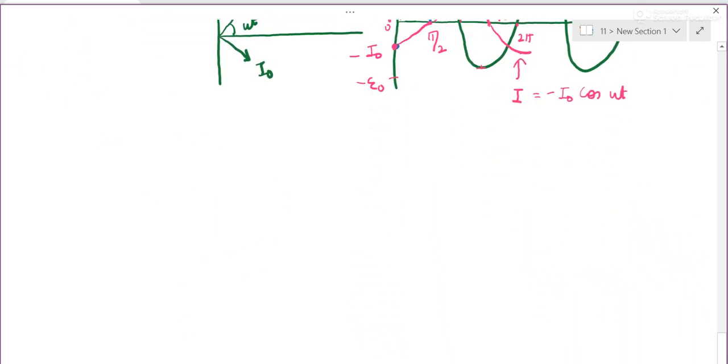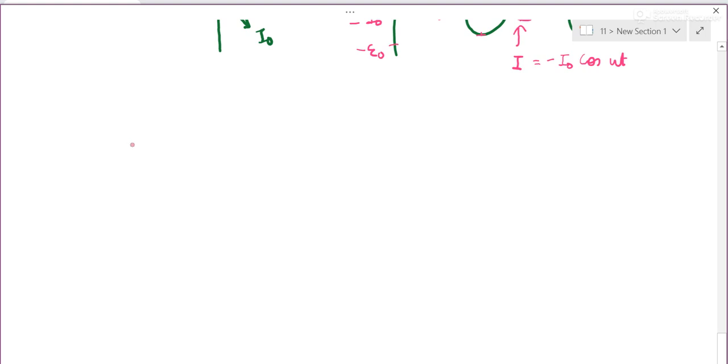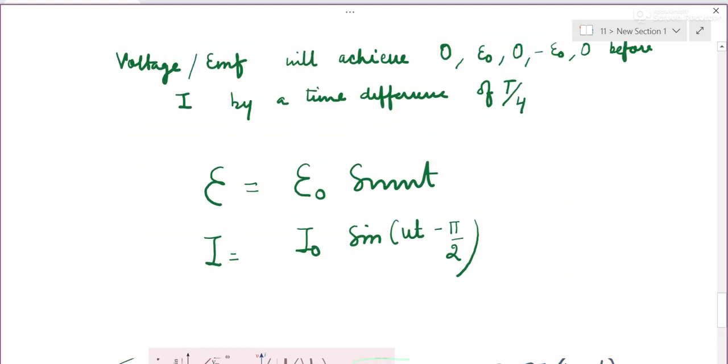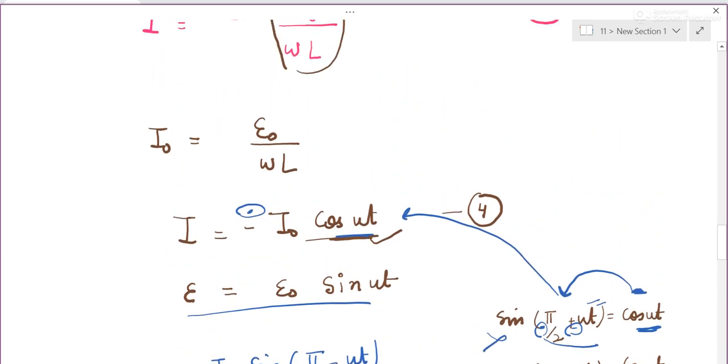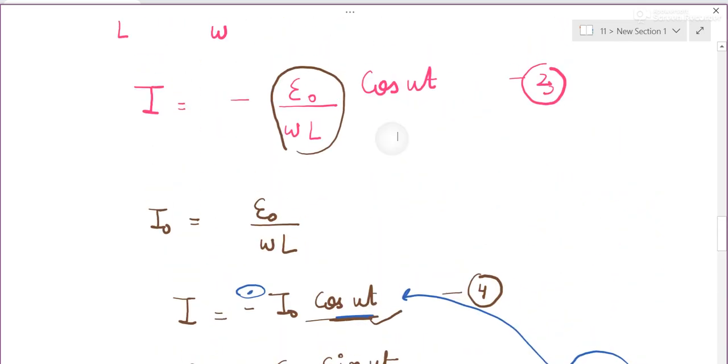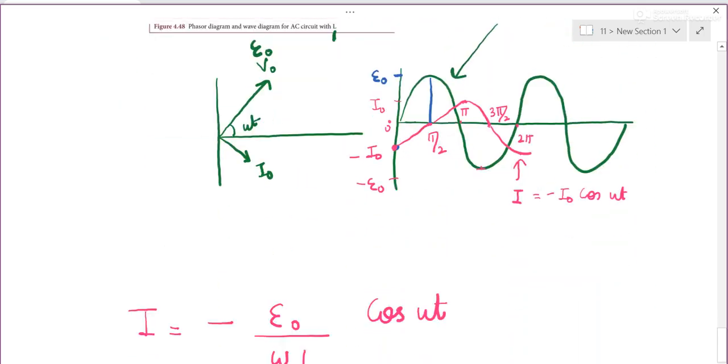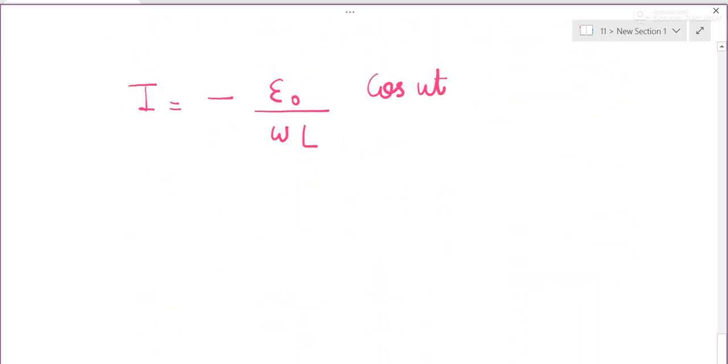Coming to the next. If you remember, in this expression, current came as minus E naught by omega L cos omega t. Let us see this expression. Where did we find this? So yes, here it is. You can see we got current as this. Then we wrote it as I naught. So I am picking that up again. Now what did we assign it as? We assigned it as I naught.